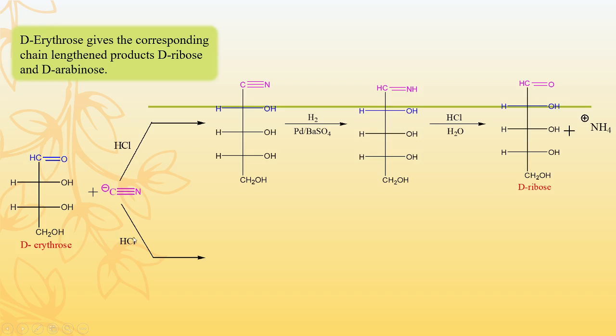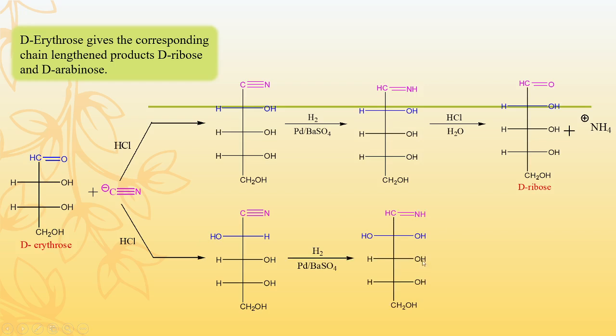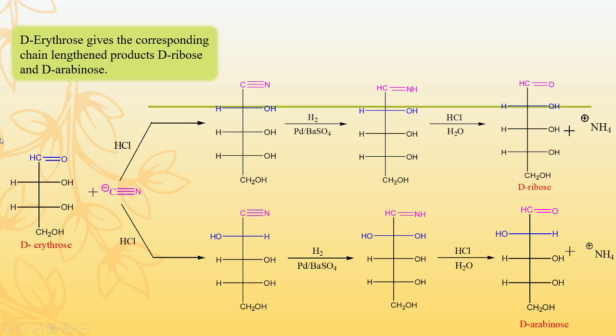Due to this planar structure, the cyanide can attack from the other side. Therefore, we write OH on this side. After the reduction, we got this, and in the last step, after the hydrolysis, we got D-arabinose. So this is the chain elongation, that is the Kiliani-Fischer synthesis reaction.